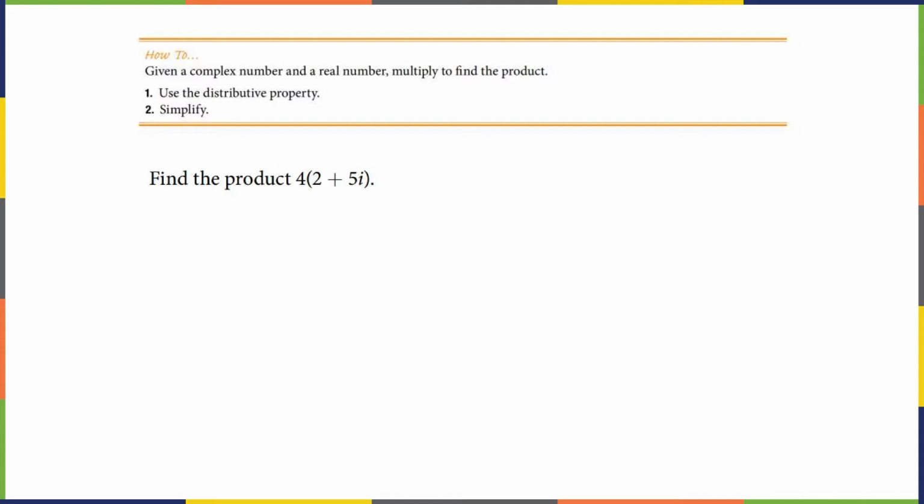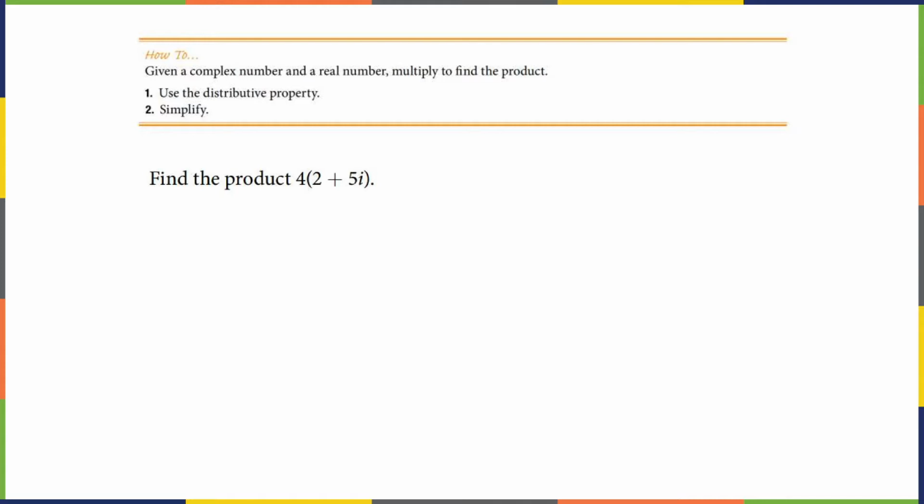So now let's say that you have a complex number and a real number and you want to multiply them. The great news is that this is very simple. You just need to use the distributive property and, if possible, simplify by combining like terms. Go ahead and try it on this problem and then press play when you're ready.